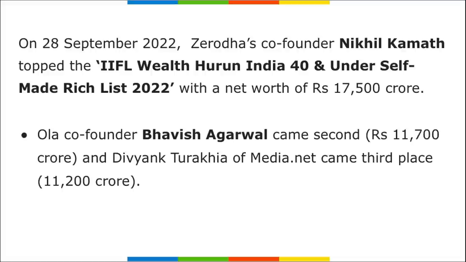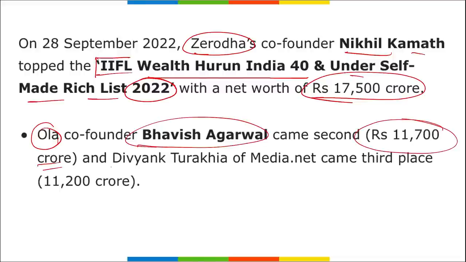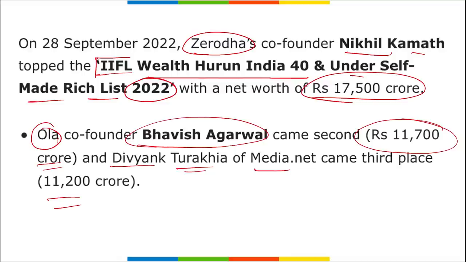40. And remember, Zerodha's co-founder Nikhil Kamath has topped the IIFL Wealth Hurun India 40 and under self-made rich list of 2022 with a net worth of 17,500 crore rupees. And Ola co-founder Bhavish Aggarwal came on second spot with 11,700 crore rupees, and Divyank Turakhia of Media.net came on the third position with 11,200 crore rupees. So what you need to remember, on the first position is Nikhil Kamath, who is the founder of Zerodha. On second position is Ola founder Bhavish Aggarwal.